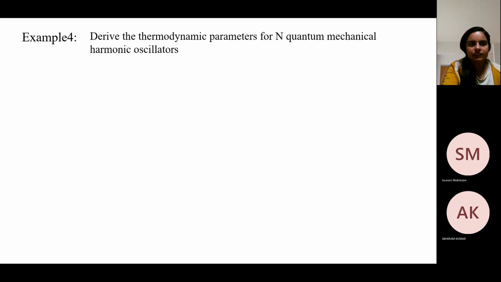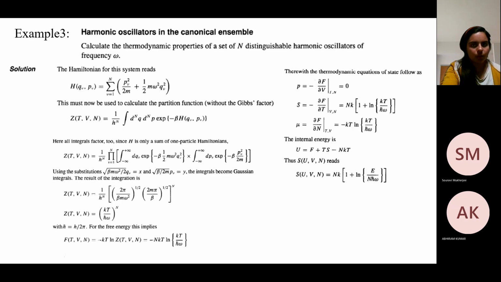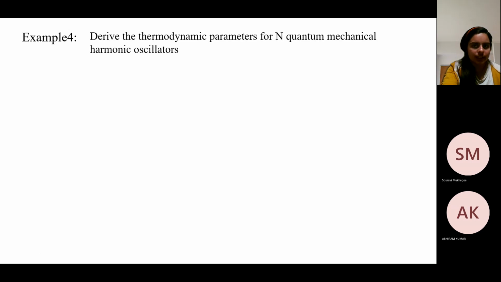Now we want to derive it for n quantum mechanical harmonic oscillators. Initially what we did here was a classical harmonic oscillator. What we now want to do is for n quantum mechanical harmonic oscillators. So how to do that? What would be the expression for the Hamiltonian of a quantum mechanical harmonic oscillator?